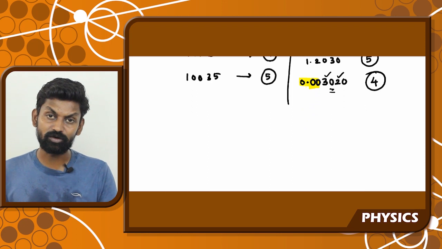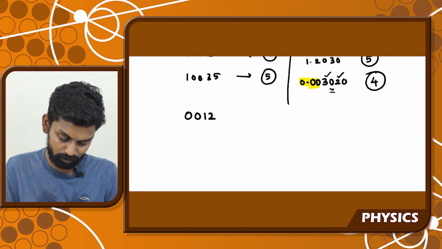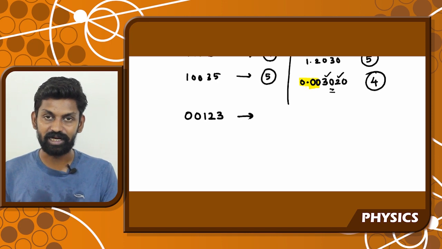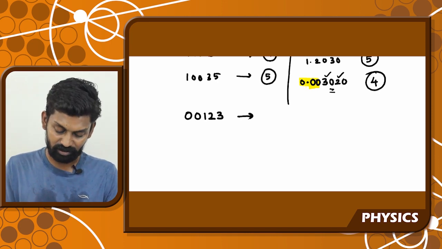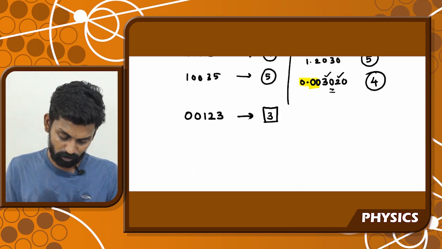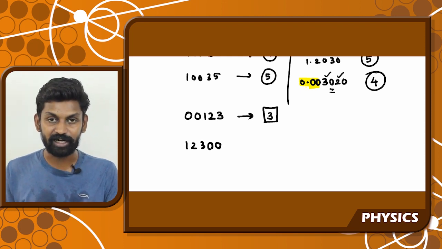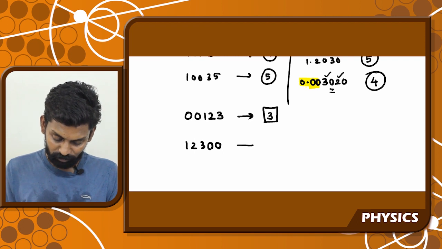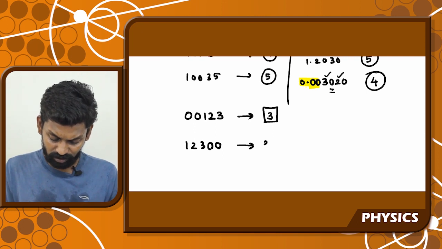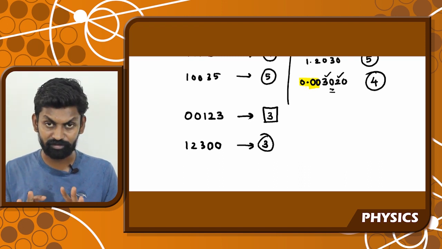Now coming to zeros in a non-decimal number, in integers. Suppose I write 00123. The trailing zeros are never significant. Here there are only 3: 1, 2, 3. They are the non-zeros. Now I write 12300. If we are writing 12,300, and nothing is mentioned, no units are mentioned, there are only 3. Sorry, here trailing zeros will not be significant if nothing is mentioned.